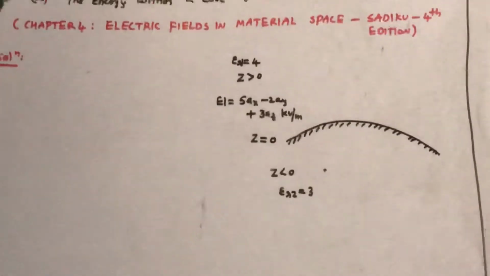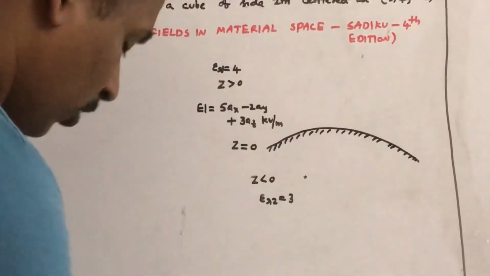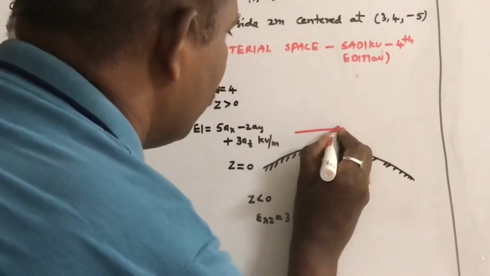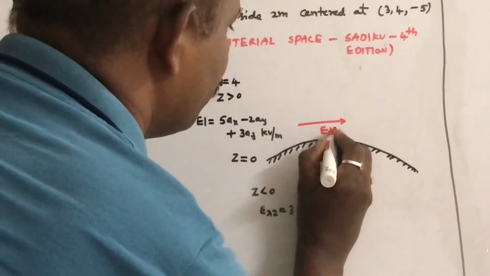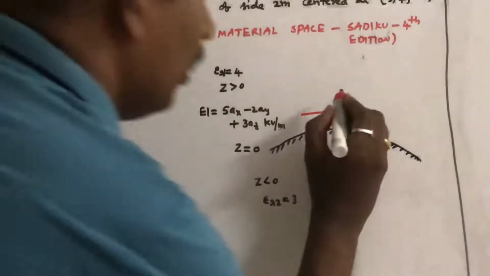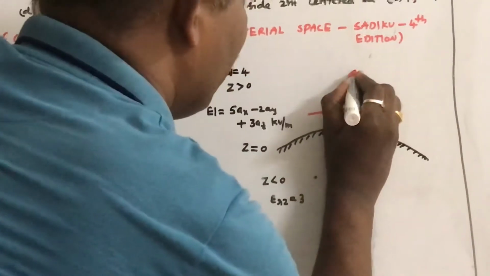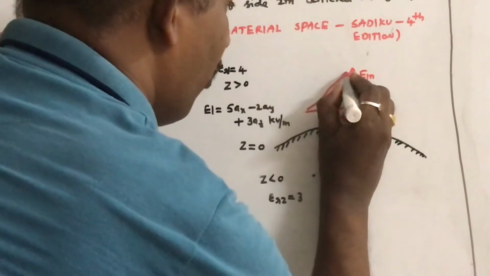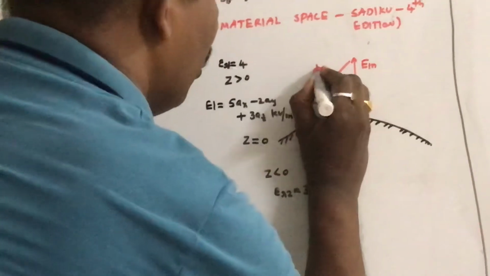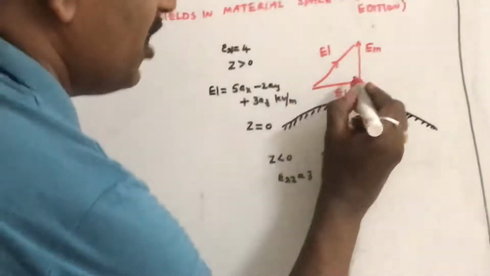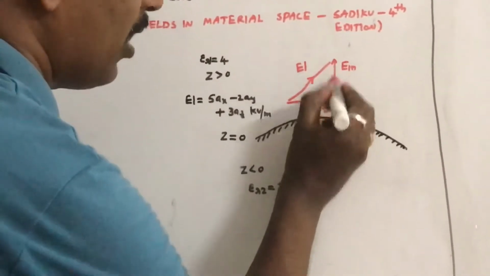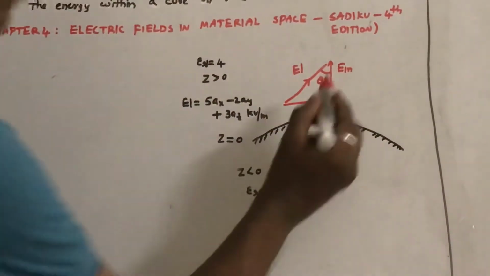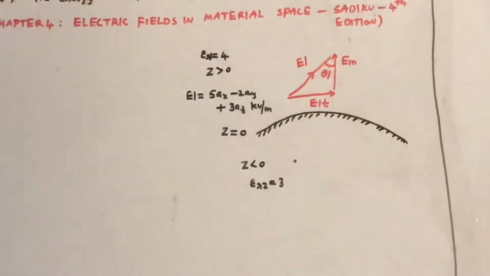Let us make this the tangential component of the electric field, E1t, to the boundary. This is the normal component of the electric field intensity to the boundary. So this is the given E1. We have to draw this diagram carefully. This is E1, this is the tangential component to the boundary, and this is the normal component to the boundary. Let us call this angle theta 1. Theta 1 is the angle with respect to the normal to the boundary.